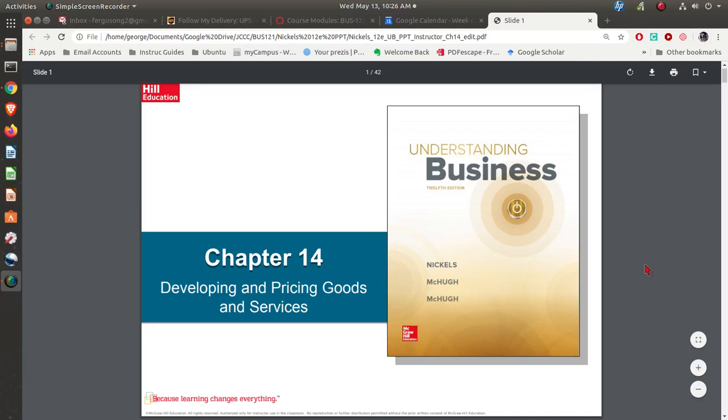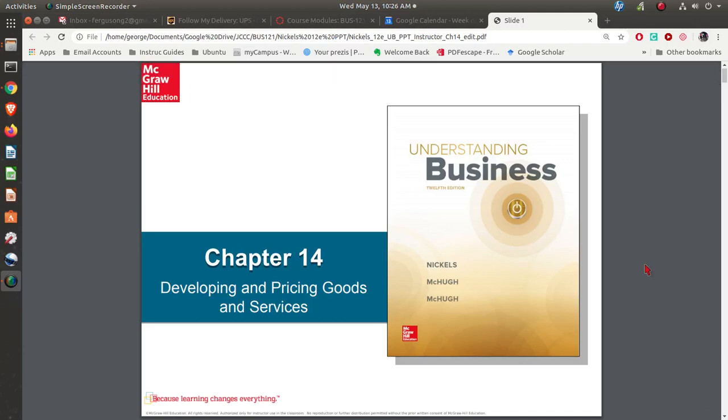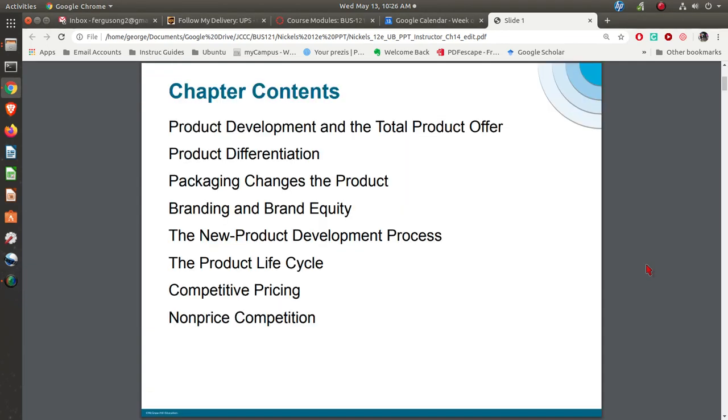In this video, we're going to be going over Chapter 14, Developing and Pricing the Goods and Services. Last chapter, we talked about the marketing aspect. Now we're going to get into what we need to do to actually develop our goods and how we price them. So, key things we're going to be going over are the product development process and the differentiation.